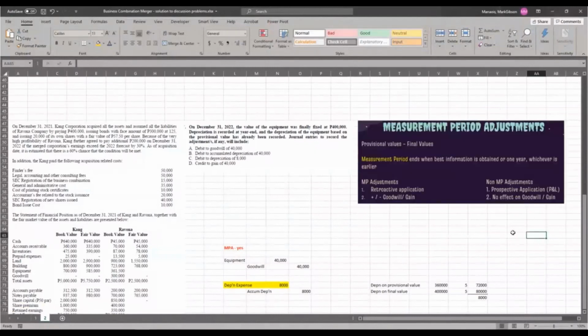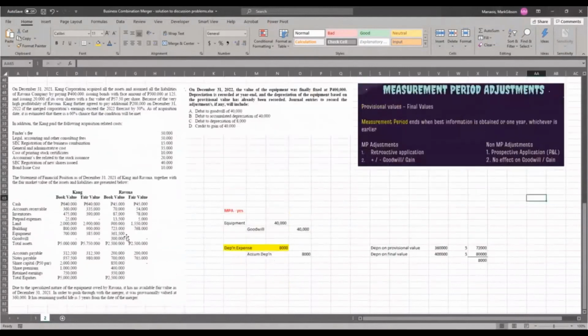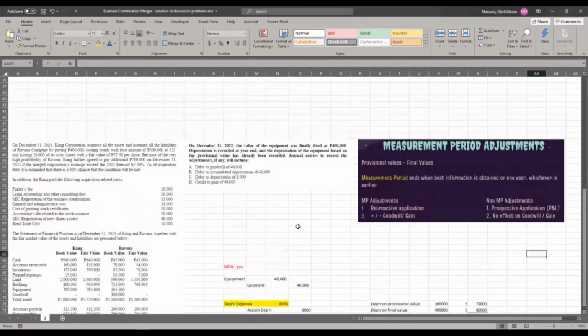Okay. So in requirement 7, tinatanong naman, on December 31, 2022, the value of the equipment was finally fixed. So remember, balikan natin yung kanina. Yung equipment, wala daw fair value, but they have provisionally valued it at 360,000. Come December 31, 2022, na-fix na nila yun to 400,000 pesos. Ang tanong, is it within the measurement period? The answer is yes, kasi it's within 1 year.